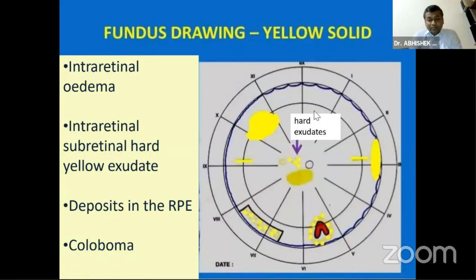Now coming to yellow, the hard exudates present in various diseases like branch retinal vein occlusion or diabetic macular edema can be drawn like small dots, and fresh laser marks are drawn like this, surrounding the horseshoe tear or this lesion. And the long ciliary nerves are drawn like small radial, small horizontal lines, and this is nothing but the retinal edema.